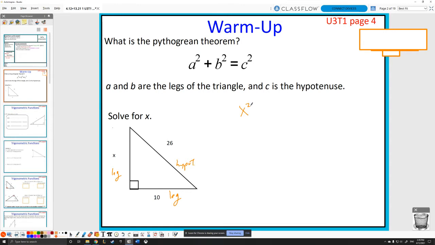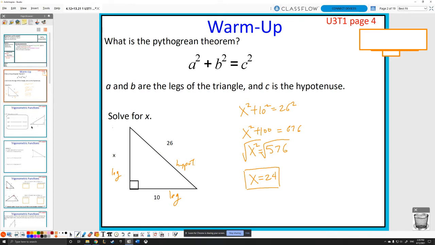I would do x squared plus 10 squared is equal to 26 squared. Simplify what I can. 676. Subtract 100 from both sides to get 576. Take the square root. X gives you 24. Now, technically, mathematically speaking, you get plus or minus 24, but obviously with a triangle, you can't have a negative side, right? So we have positive 24 as our answer.